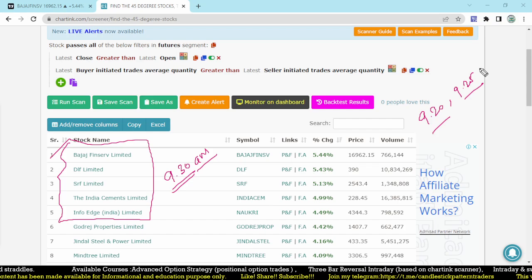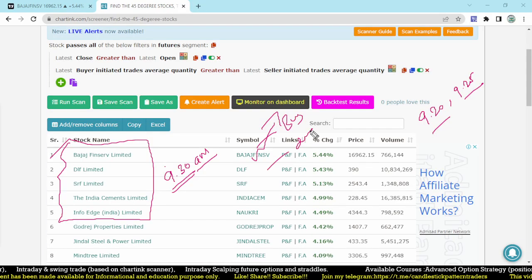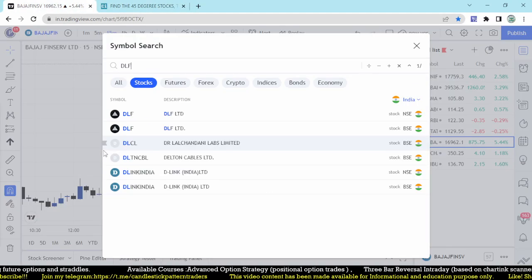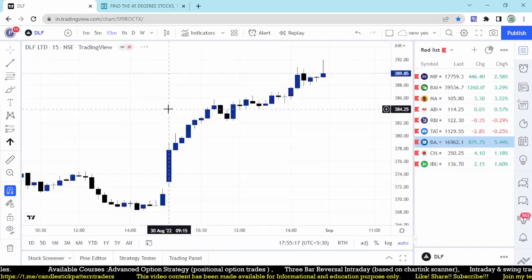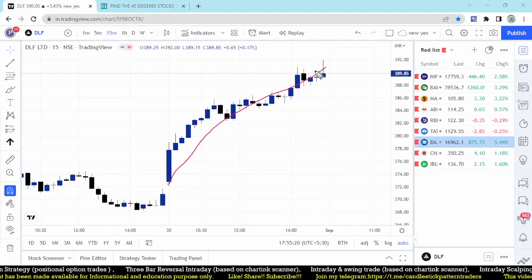A simple use of this scanner is at 9:30: you can focus on the stocks that are at the top. After that, if one goes up and breaks the high, you can try to buy, and you can keep the day low as a stop loss. Let me go to DLF and SRF from yesterday. DLF and SRF were moving yesterday. Let's look at DLF. It's a perfect 45-degree.